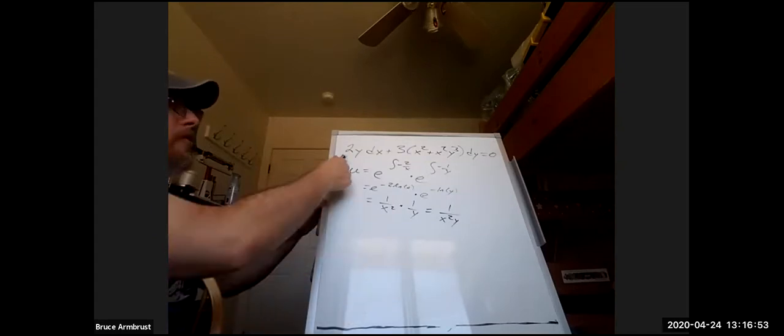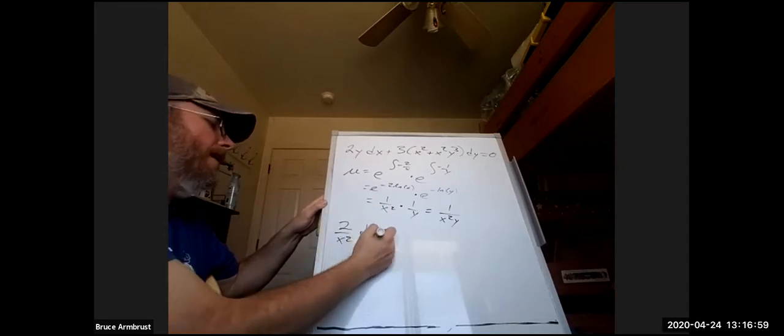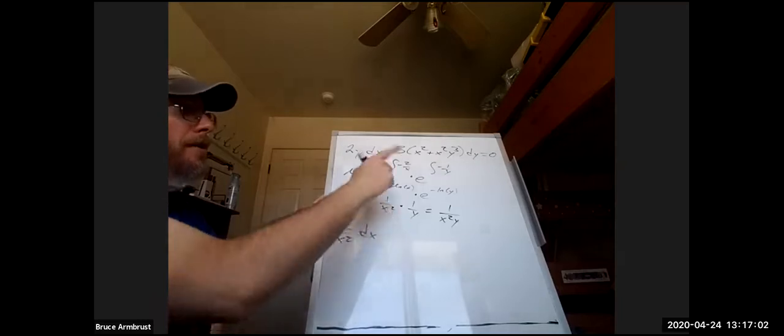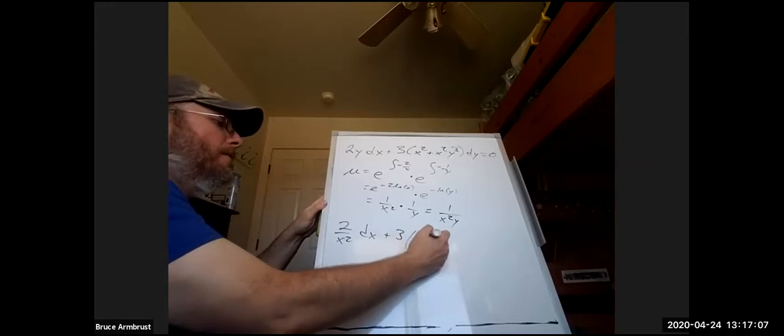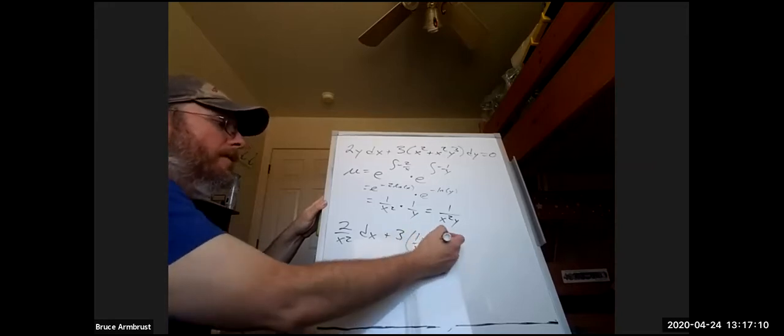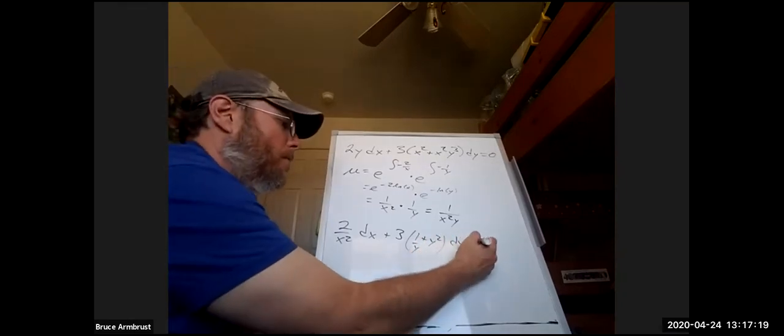So let's see. Let's take that mu, let's multiply it through, and let's see what that gives us. So when I multiply it to the 2y, the y's cancel, and I get 2 over x squared dx. The other one, all the x squareds are going to cancel, and I'm left with 3 times 1 over y plus y squared, sorry. So this is what it looks like, and it's going to have the same solution.